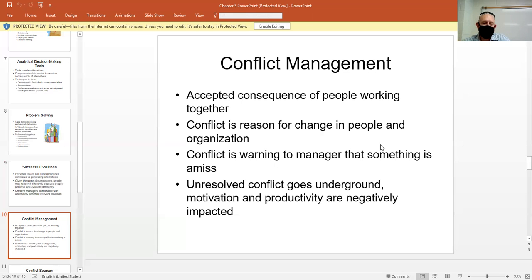Conflict is reason for change in people and organization. Conflict is a warning to the manager that something is amiss. If you've got conflict, something is amiss, obviously.